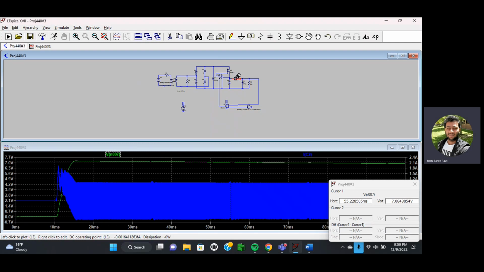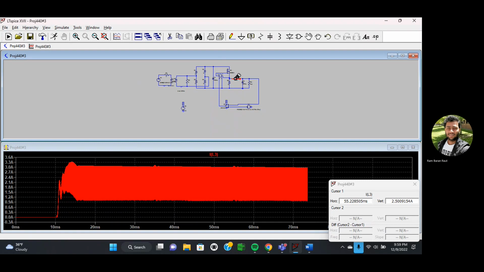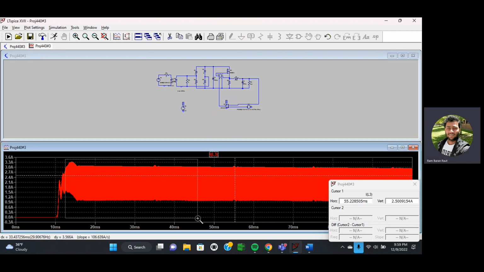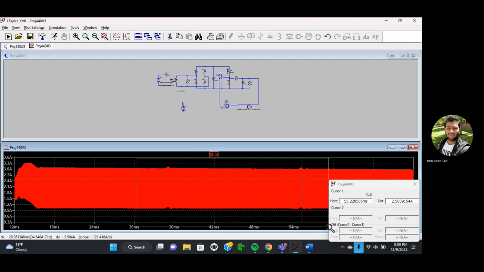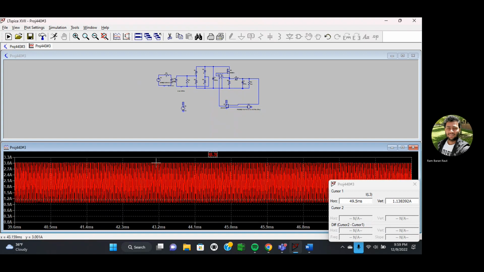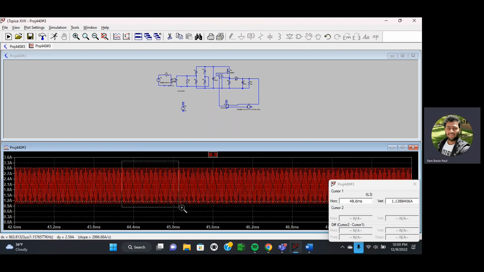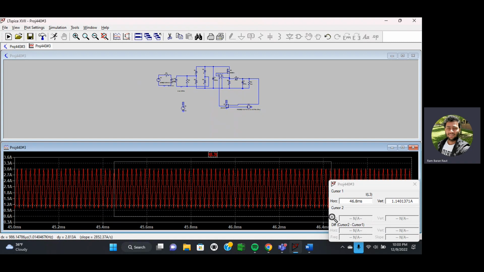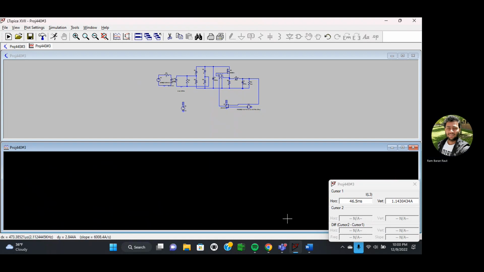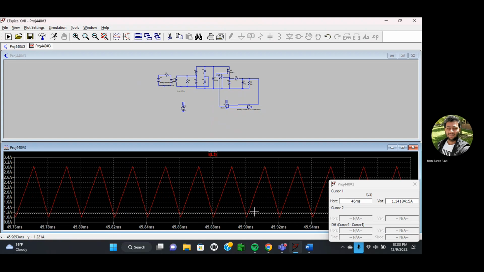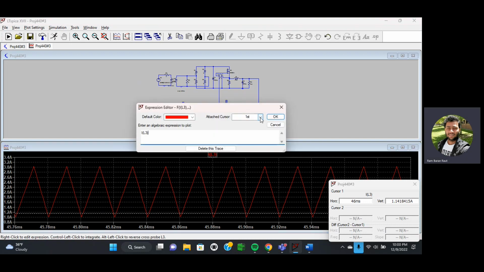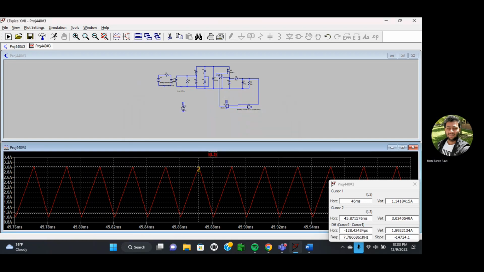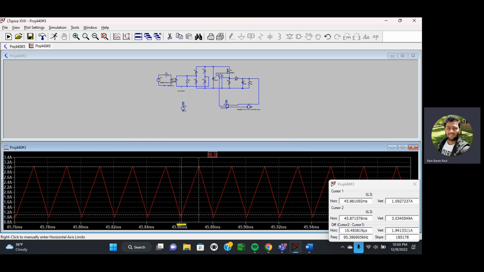Let's measure the ripple current in the inductor. Let's zoom in and see how it looks. So this is the ripple. Let's choose the first and second cursors, and we can put them over here.